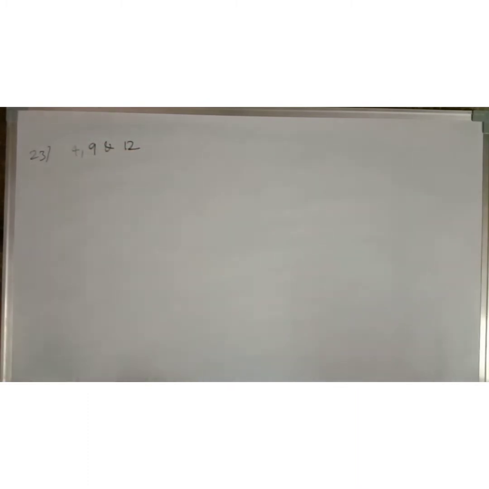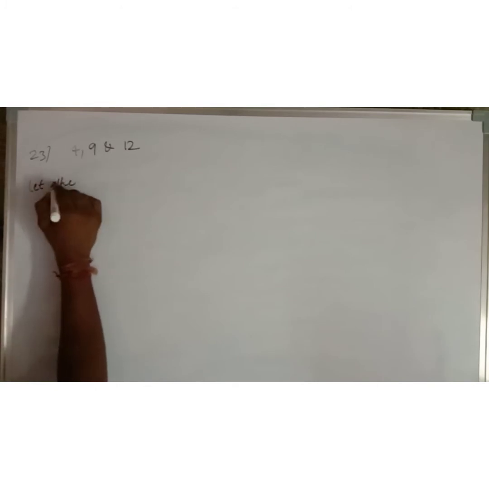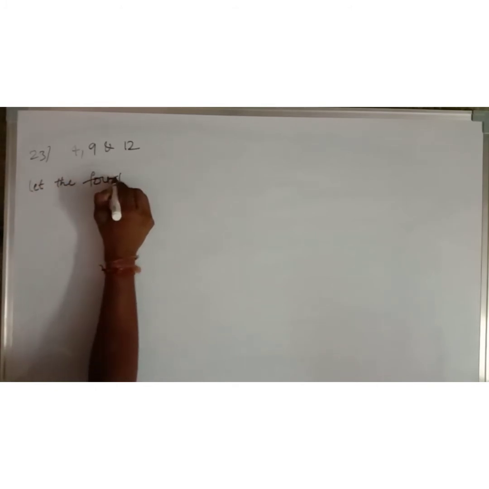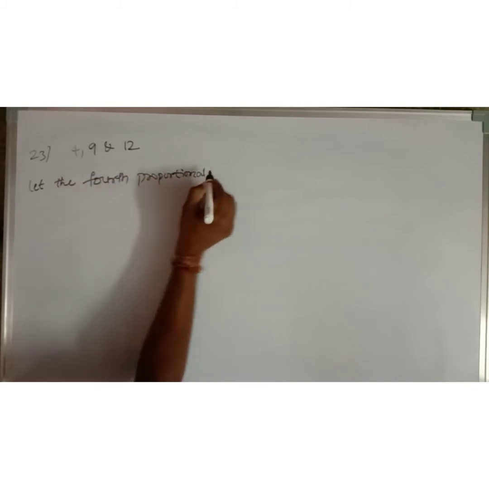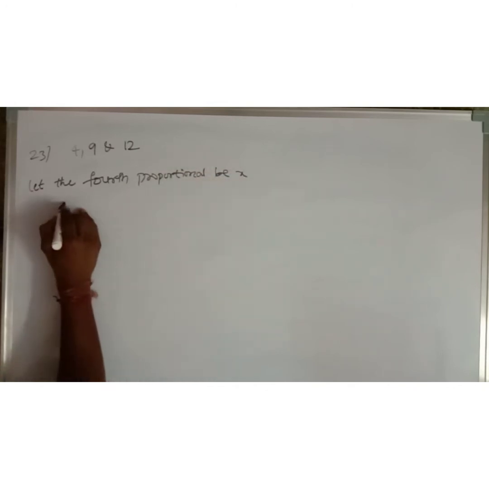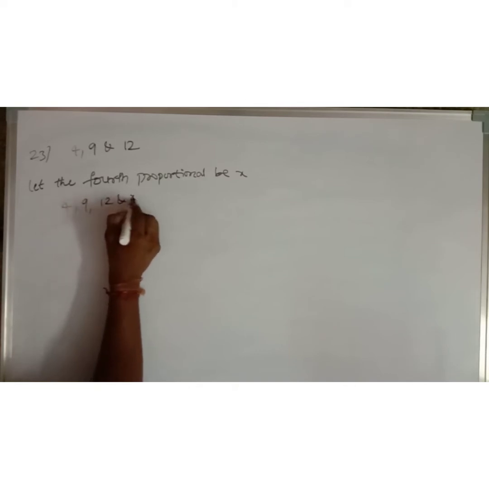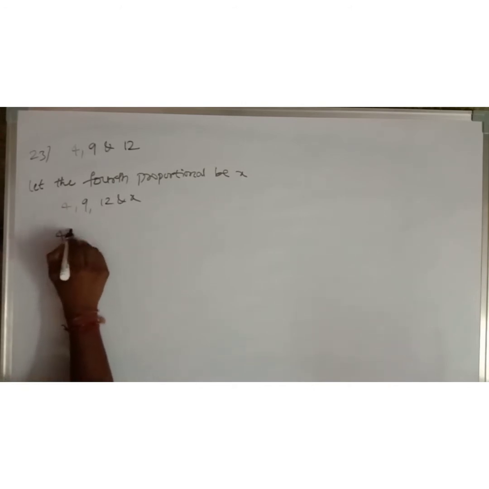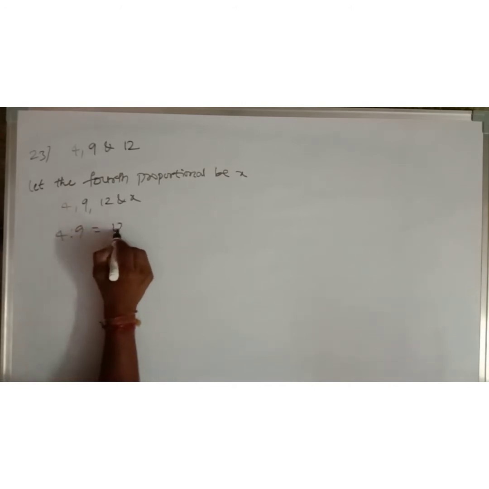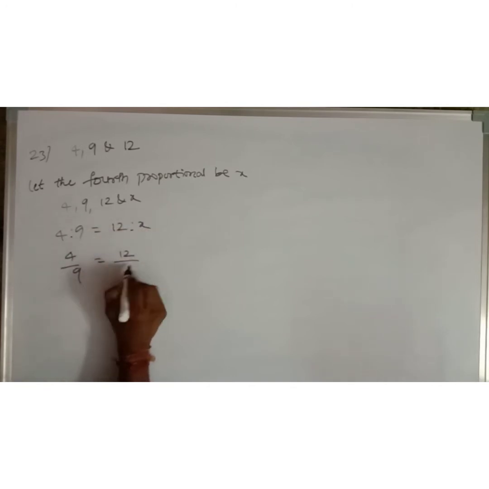So I need to calculate the fourth proportional. I don't know it, so I am taking it as x. Let the fourth proportional be x, that is 4, 9, 12 and x. So 4:9 is equal to 12:x, that is 4 by 9 is equal to 12 by x.